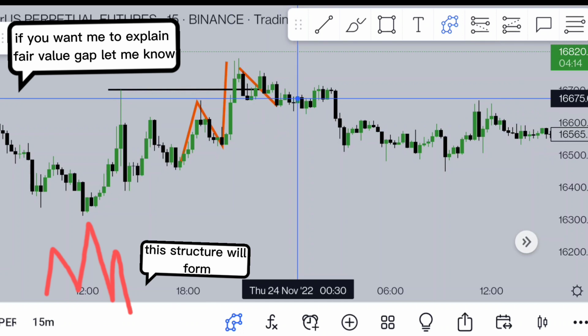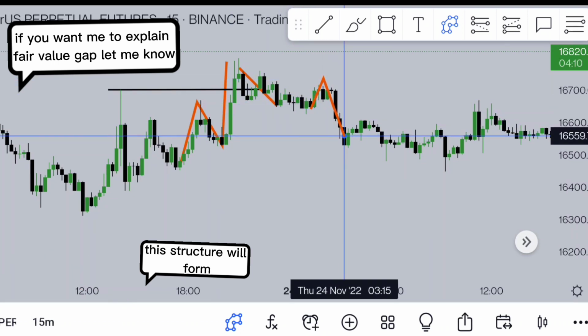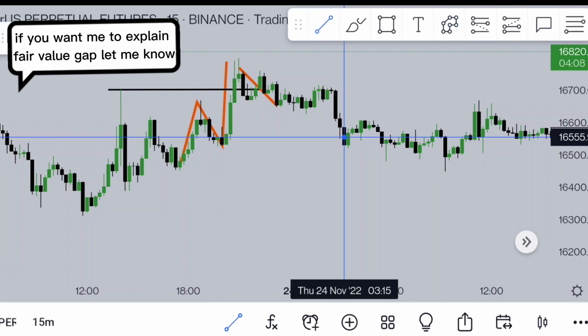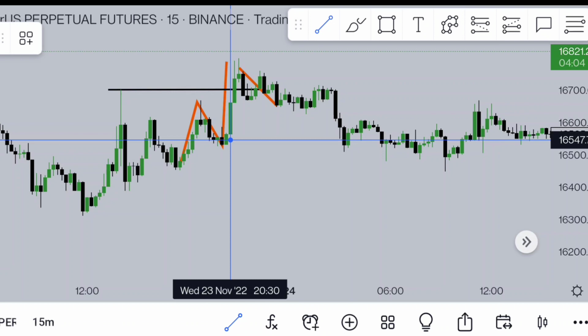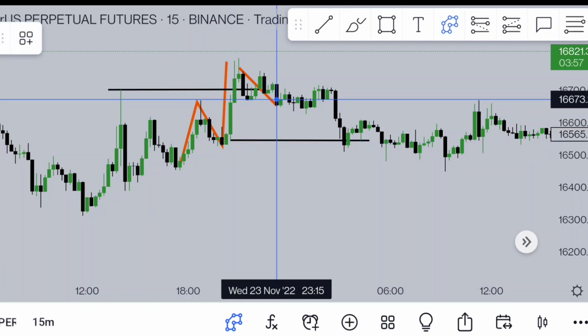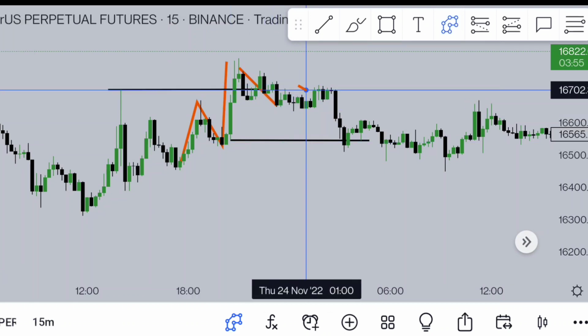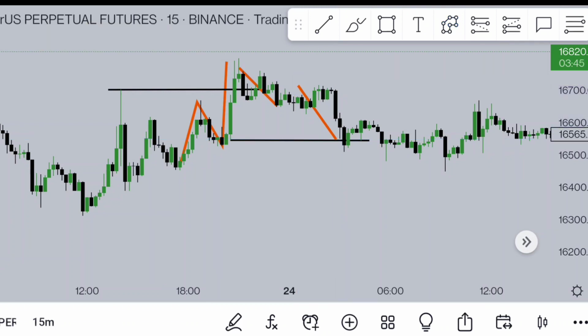It will move up to that fair value gap, and then it will come down, okay, to the last MSB candle bottom. See, this candle broke the structure, so it came down to that MSB candle bottom. So what you did is, you waited for that fair value gap, you shorted at around 16713 towards 16552.